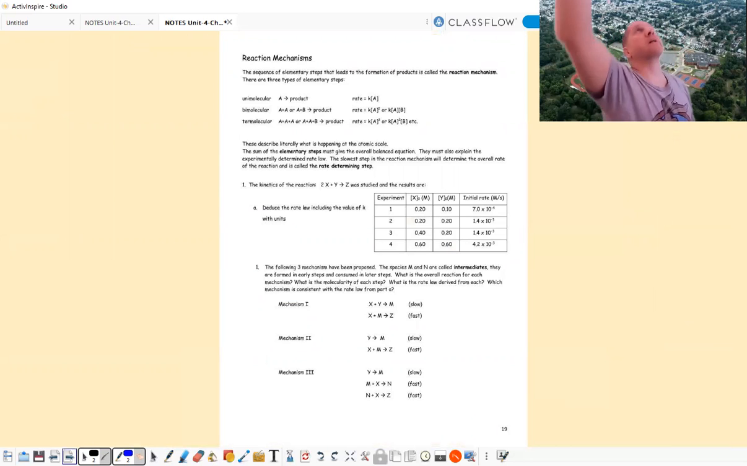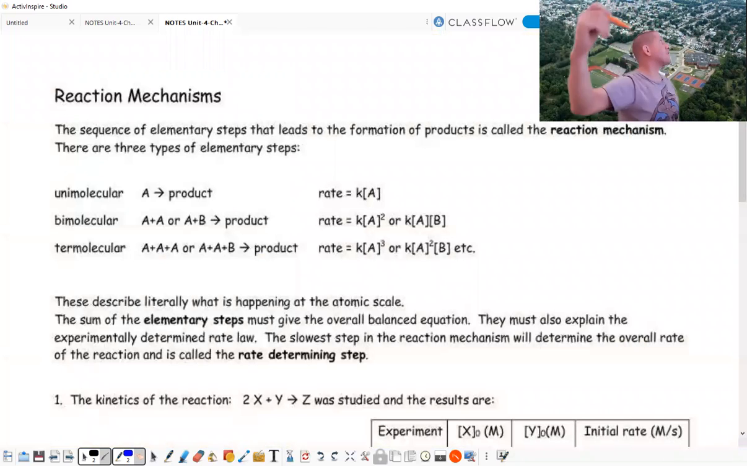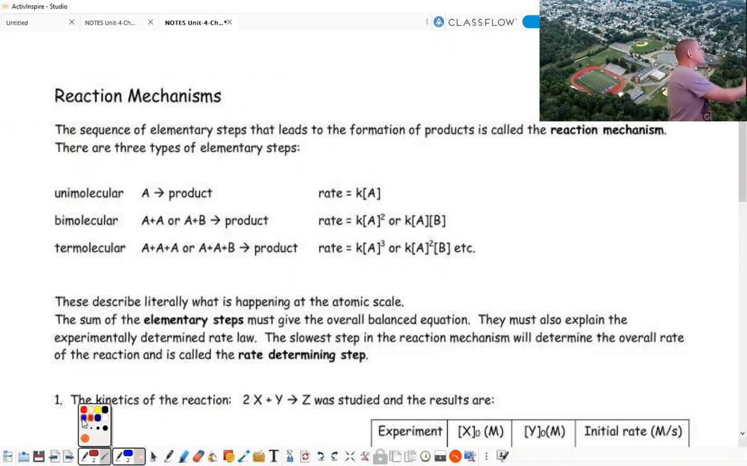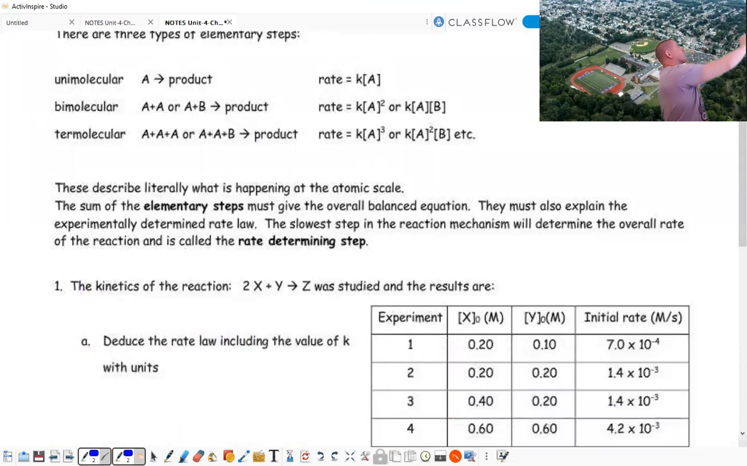All right, so we're going to look through a bunch of reaction mechanisms here. Reaction mechanisms are, as I said, the series of steps that lead to the overall reaction. Each individual step is called an elementary step, and the elementary steps, when you add them up, will give you the overall reaction. You can have unimolecular, remember, where there's only one, bimolecular, or termolecular. These describe literally what is happening at the atomic scale, all the way down to which bonds are breaking in which order. The sum of the elementary steps must give you the overall balanced equation. We'll see that in a second.